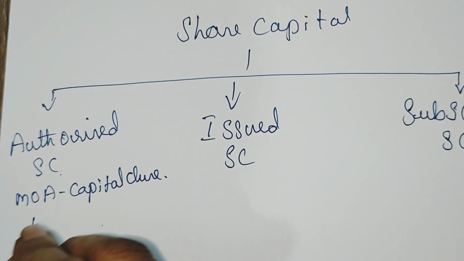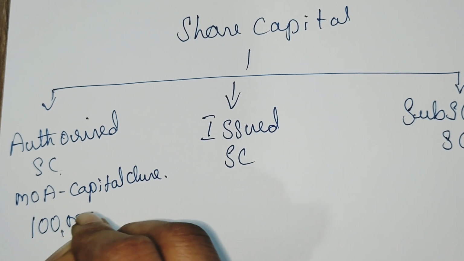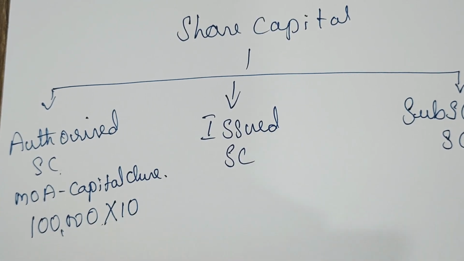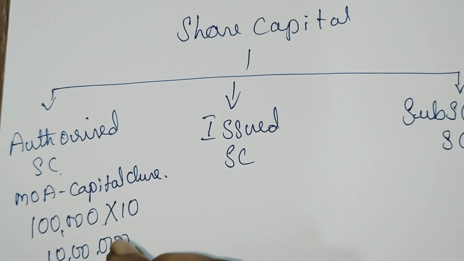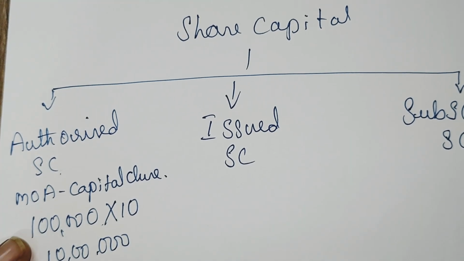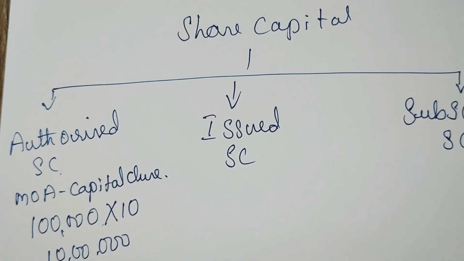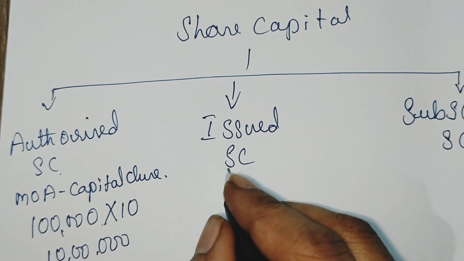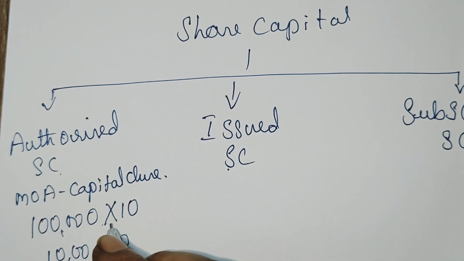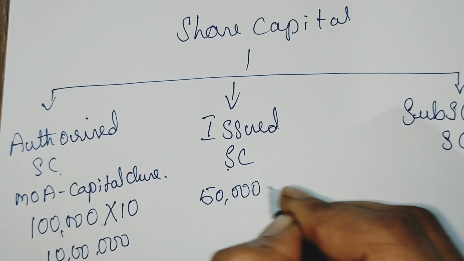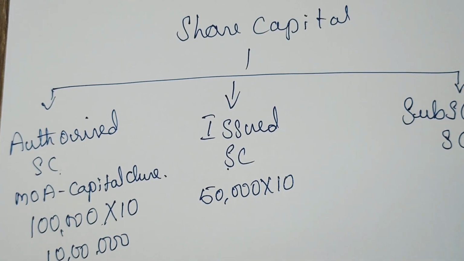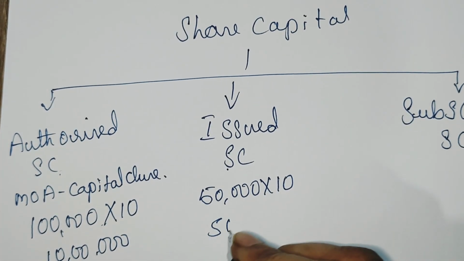Now, for example, in future they are issuing 1 lakh shares at rupees 10 each. Then it will be 10 lakh share capital. They can issue the whole 1 lakh, or part of it. That is why issued capital is part of the authorized share capital. Now 50,000 shares you issued, 50,000 into 10, 5 lakh.